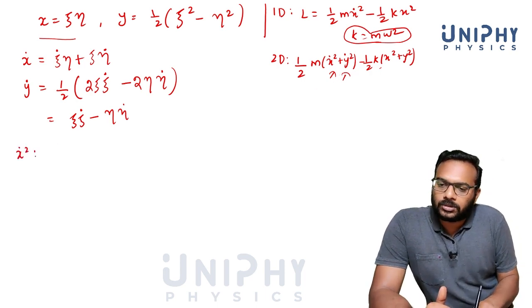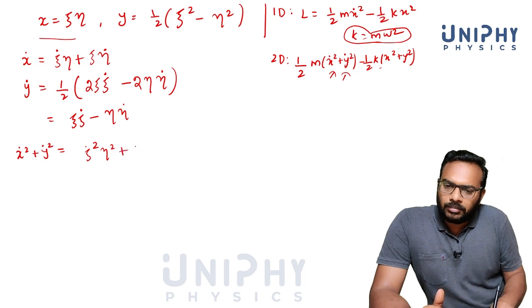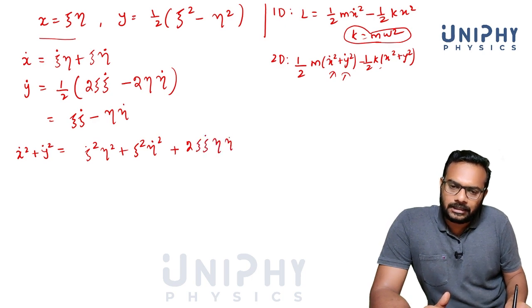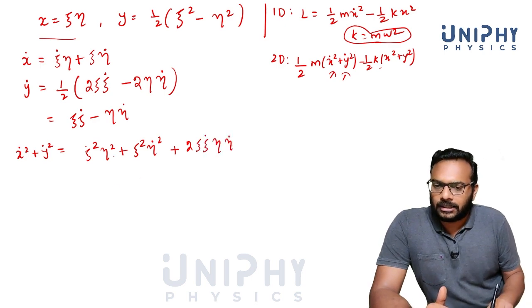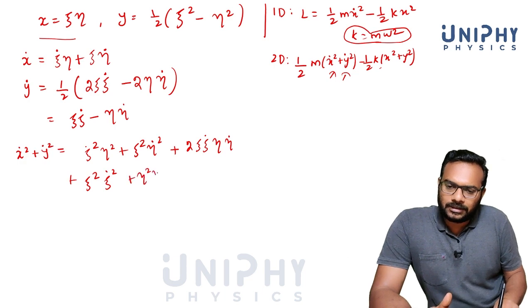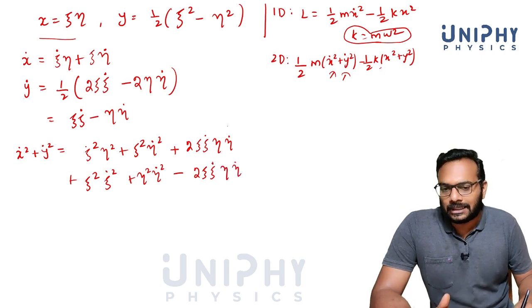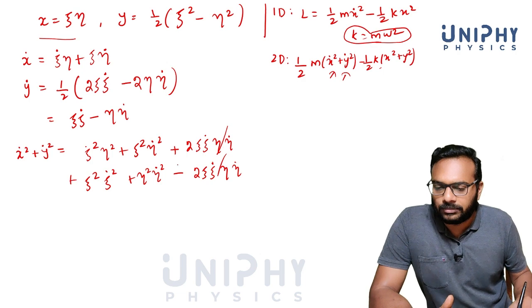So x dot square plus y dot square is equal to xi dot square eta square plus xi square eta dot square plus 2 xi xi dot eta eta dot. Then squaring y dot gives plus xi square xi dot square plus eta square eta dot square minus 2 xi xi dot eta eta dot. So we see that these two terms get cancelled. So we have got some simplification here.